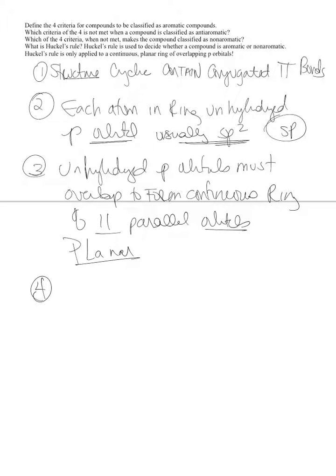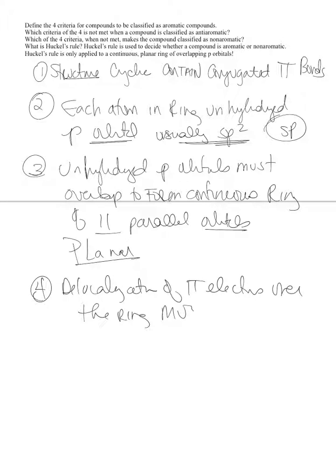And then we have number 4, which is the delocalization of the pi electrons over the ring must lower the electronic energy. And this is what fails for a compound that's anti-aromatic, number 4. So which of the criteria is not met when it's classified as anti-aromatic? That would be number 4.